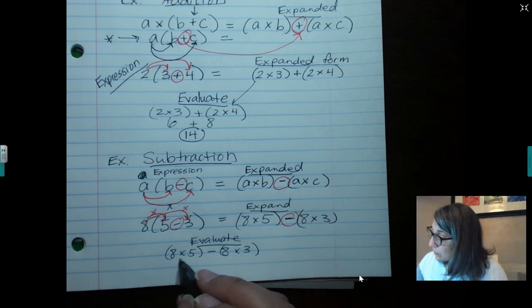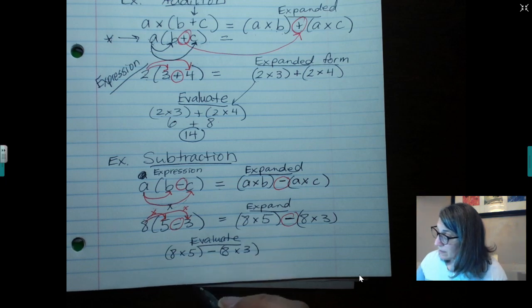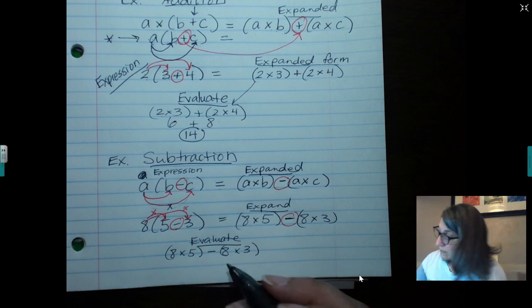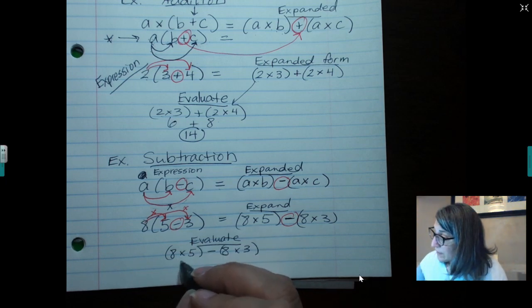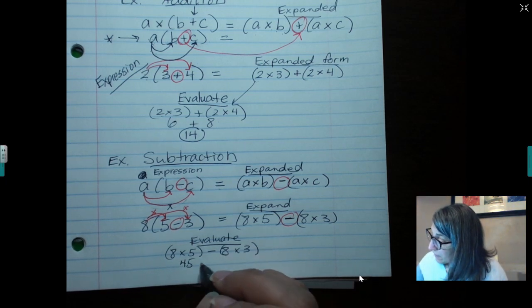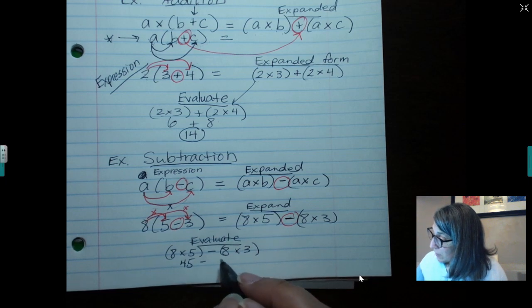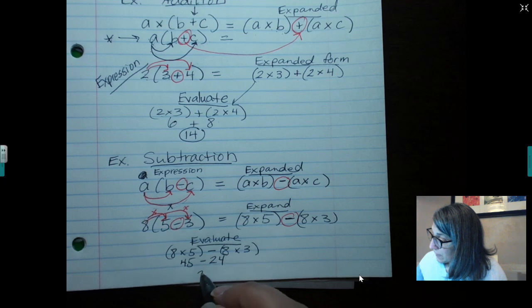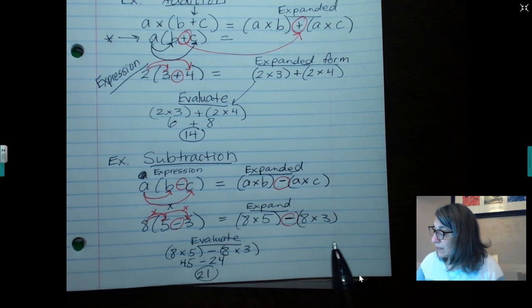Okay, so 8 times 5 is, did I not solve this one? Oh, no, I did. I'm doing the wrong one again. Okay, that's fine. 8 times 5 is 45 minus 8 times 3, which is 24, which equals 21. Okay, let's see if we did that right. No, that's not right.